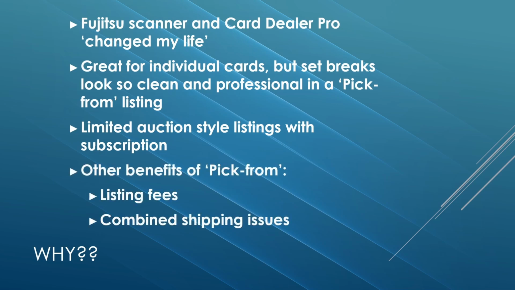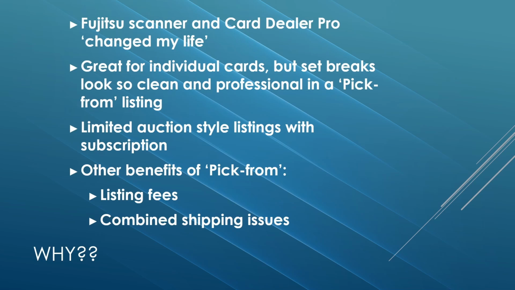Other benefits from the pick from include, again, listing fees. You can get 50 variations, technically more than that, but we're going to show you how to do 50. You can get 50 variations on a single listing. So if you don't have a store or, again, a lower level subscription where the number of listings might be limited, you can get more bang for your buck.